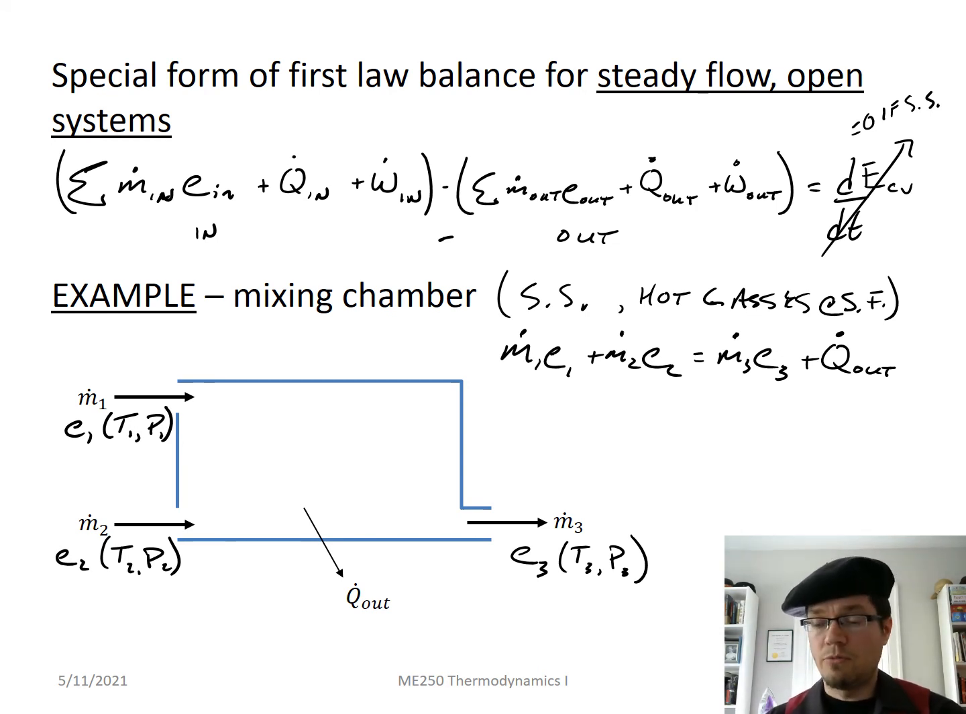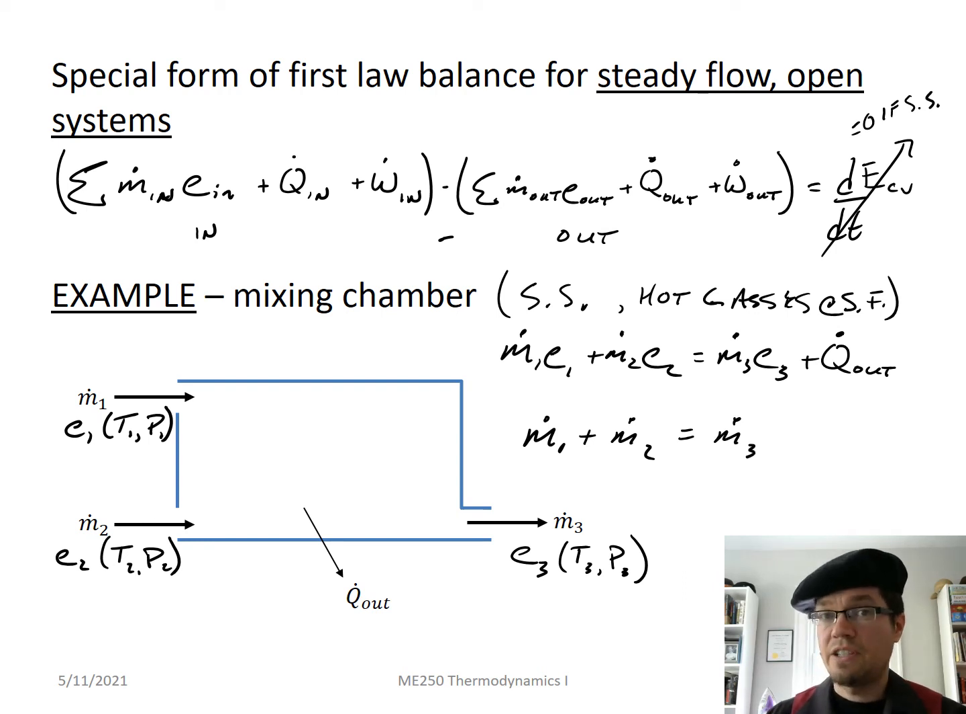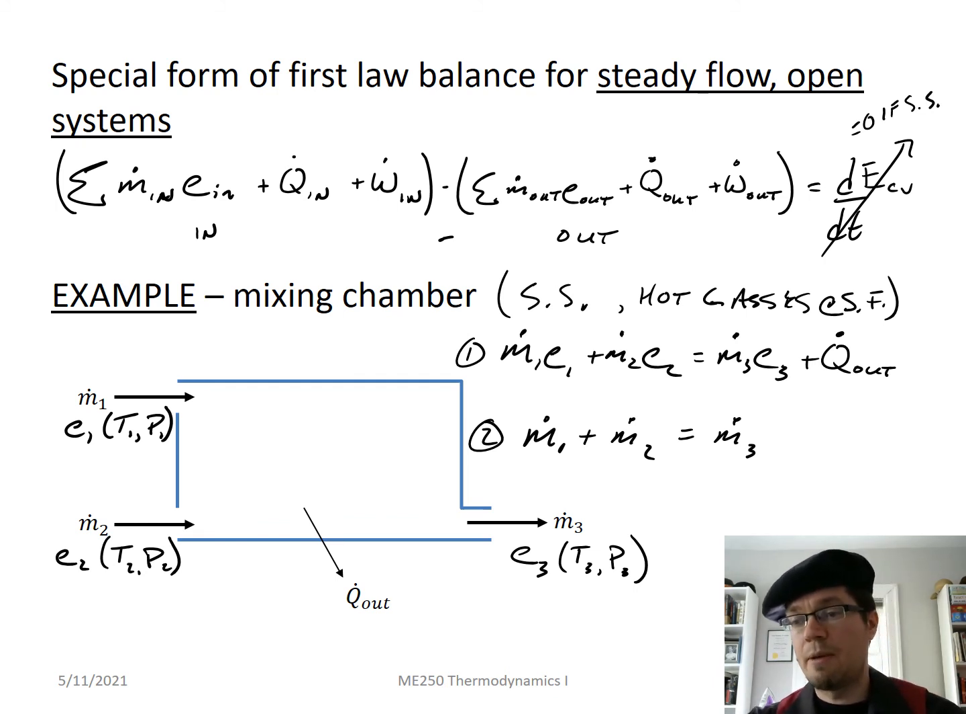And you can also most definitely write this mass balance. And in that case, it's as simple as m1 flows in, and m2 flows in, and m3 flows out. And if it is steady state and steady flow, those three things better equal each other. So here is our conservation of energy, 1, and here is our conservation of mass, 2. And really commonly in thermodynamics, you're going to be applying both of these equations when you're talking about an open control volume system.